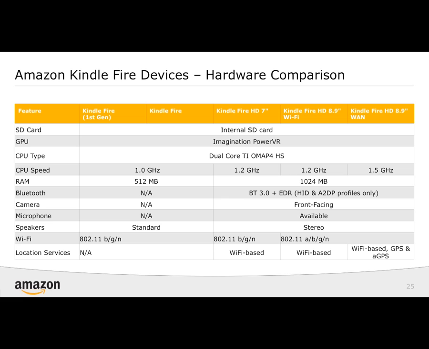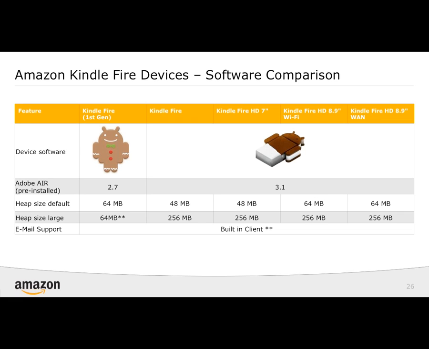And they've got some pretty fast Wi-Fi as well. Our high-end 8.9 device also has Wi-Fi and 4G or WAN, and we'll talk a little bit about that moving forward as well. Again, take a look at the heap size differences for our larger 8.9 devices. Why a larger heap size? Because a lot more pixels on the 8.9 screen means a lot more memory, and so we've increased the heap size to help with that regard.